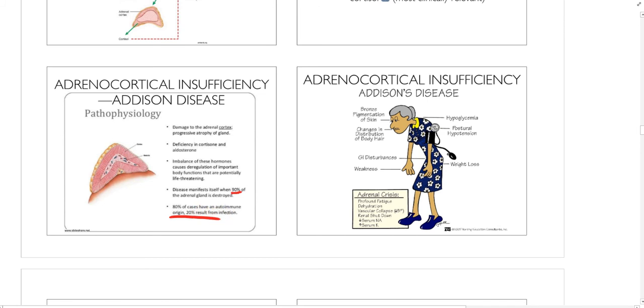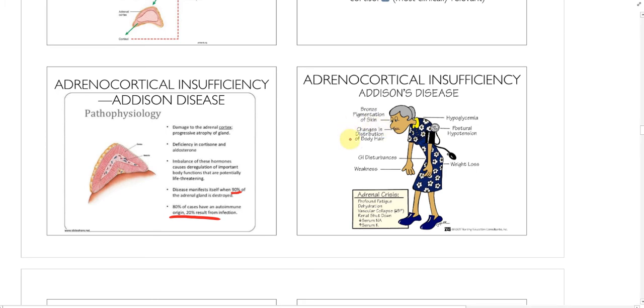So of all the cases of Addison's disease, of adrenocorticotropic insufficiency, 80% come from an autoimmune issue, 20% come from an infection issue. Some of the classic manifestations we're looking at are this bronze pigmentation of the skin because of the impact to the other hormones that have to do with secondary sex characteristics.